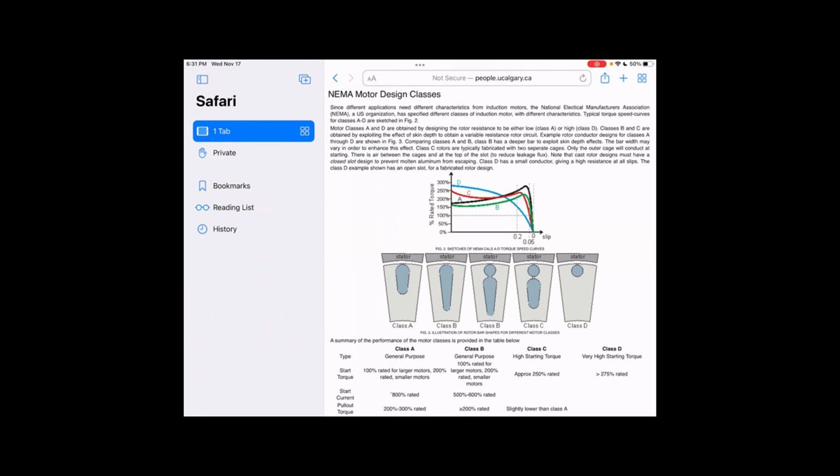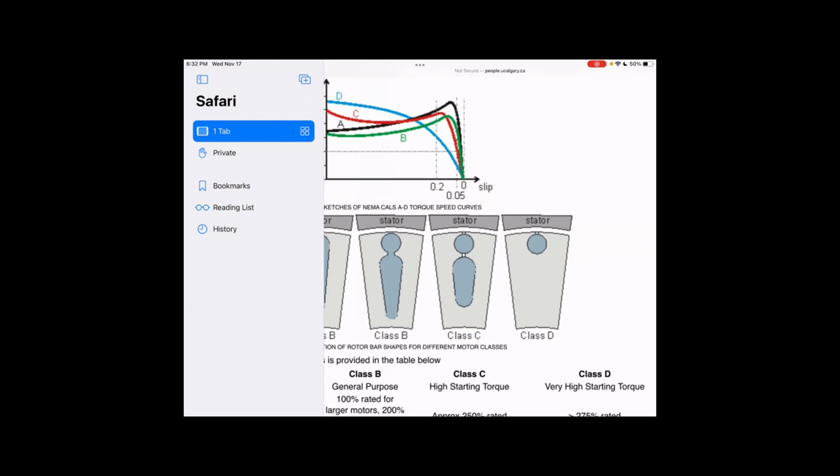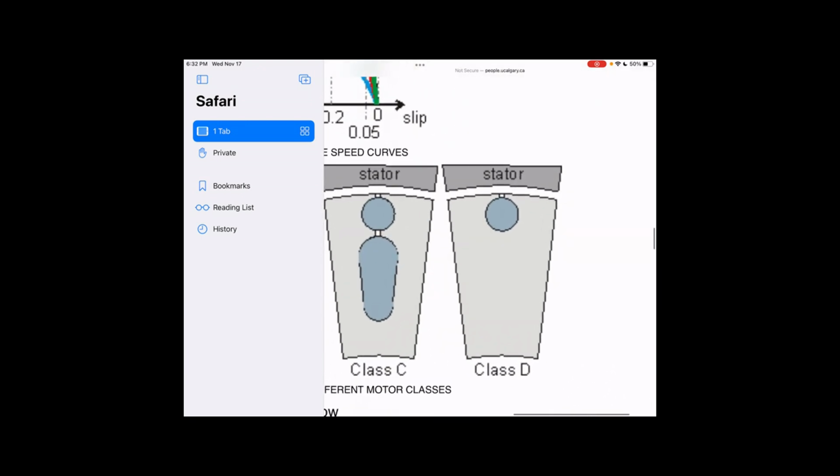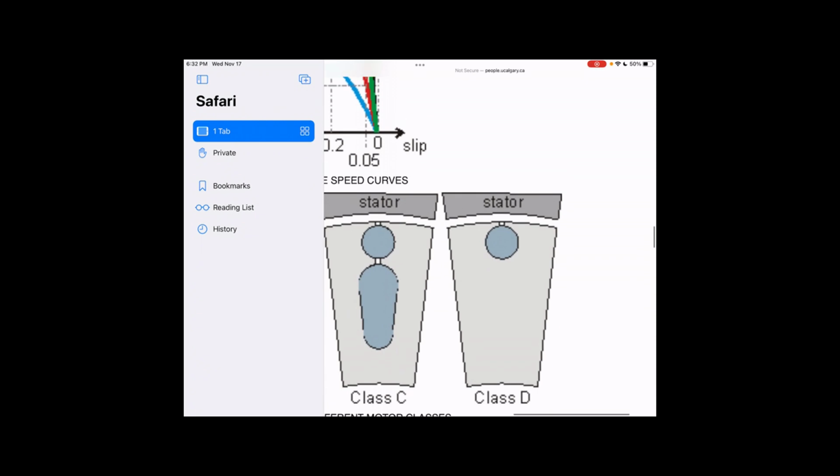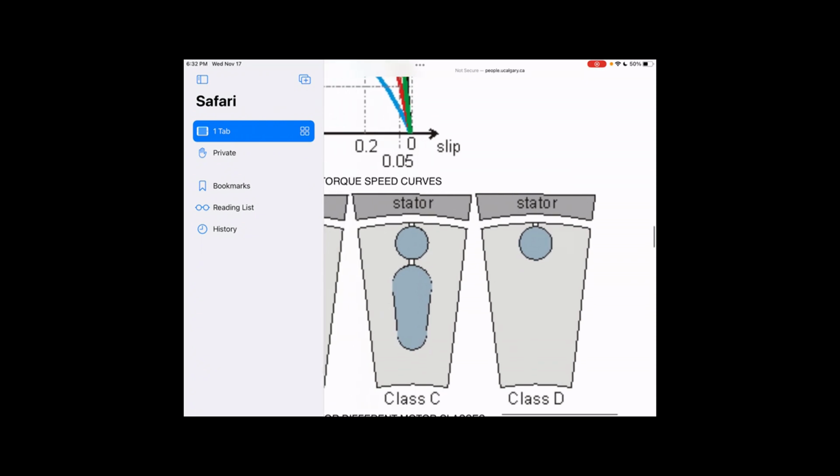That's what I said. For the squirrel cage rotor, if you want to increase the stability region, you increase the rotor resistance from design. That means you design like class D. See this? That is class D. So you have high resistance.